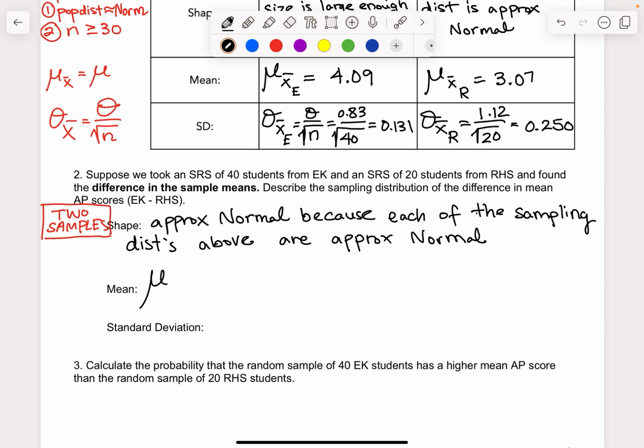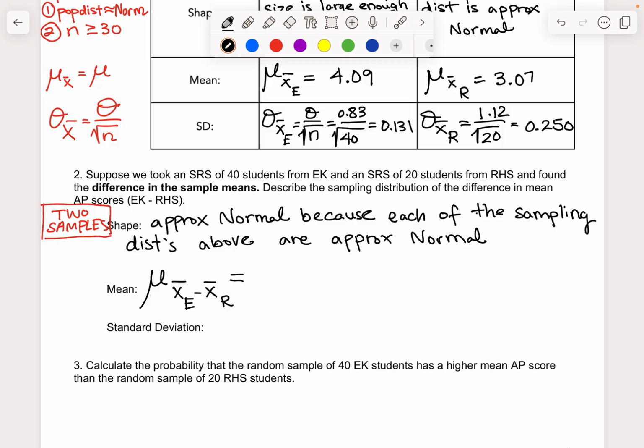What's the mean going to be for the sampling distribution of sample differences? Well, what does it look like to do this? We're going to take a sample from EK and get the mean of that sample, and a sample from RHS and get the mean of that sample, and then subtract those, and then graph the difference on a dot plot. And we're going to do that thousands of times to make our sampling distribution.